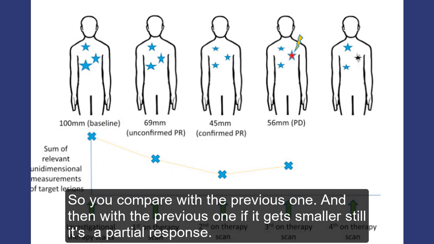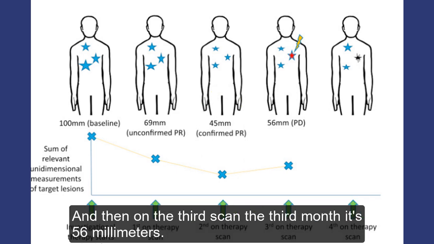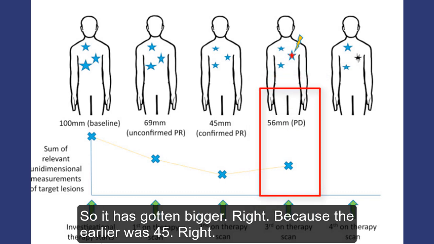And then after another month, you take a scan again and it's 45 millimeters. It even got smaller. So you compare with the previous one, and if it's getting smaller, still it's partial response. And then on the third scan, at the third month, it's 56 millimeters. So it has gotten bigger, right?